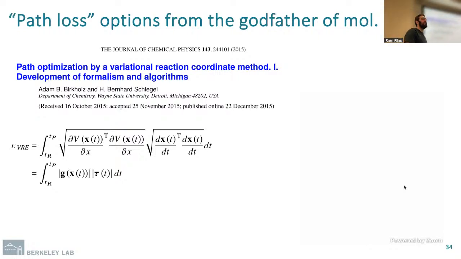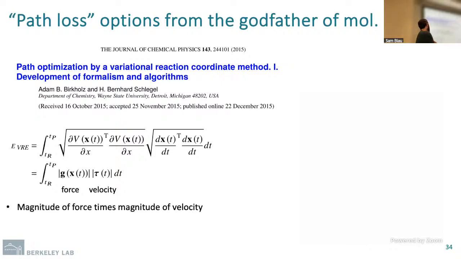variational reaction energy, which is an integral over your reaction path of the magnitude of the force times the magnitude of the velocity. The magnitude of the force is just the PES force at your point along the path, and the velocity is basically the tangent to the path at that point. And the VRE is minimized by the minimum energy path. So Bernie tried to do all this optimization of the paths using EVRE as the quantity to drive down.